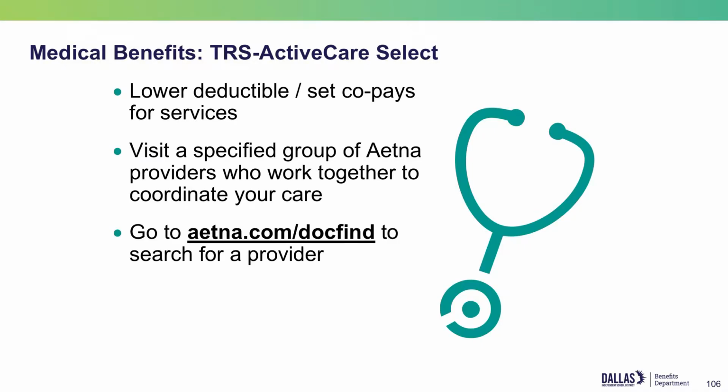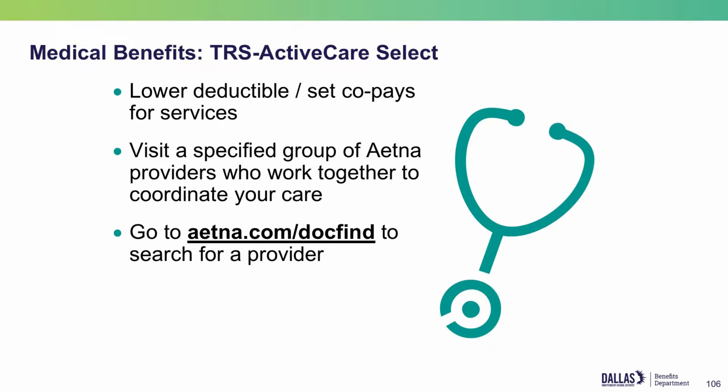So the next plan I want to talk about is the TRS-ActiveCare Select plan. This is your second medical option. Now with this plan, the deductible is lower in comparison to the other plans, and you have a set copay when you go and get medical services.